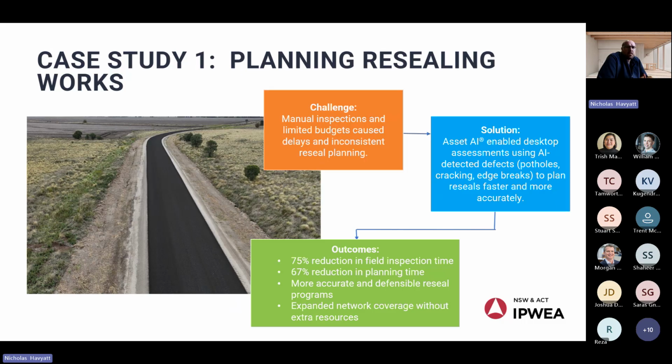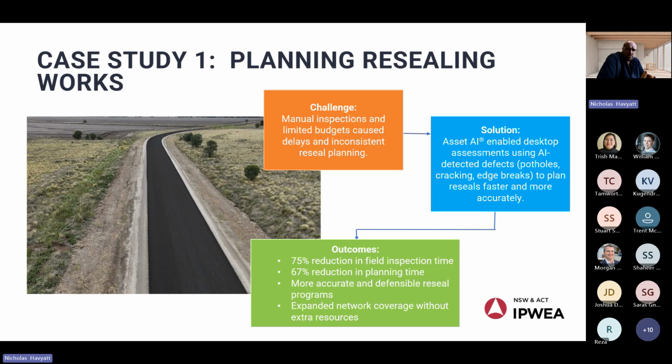But one good example was working with some rural councils on how they go about their resealing. Their traditional method was they'd go for a long drive and have a look at different segments of road and try and work out where they can put their reseal plan. Normal challenge, we've got way too many kilometres of road that need resealing and not enough time to go and work out which is the right one to do. So we had a look at how we can use Asset AI to do that.